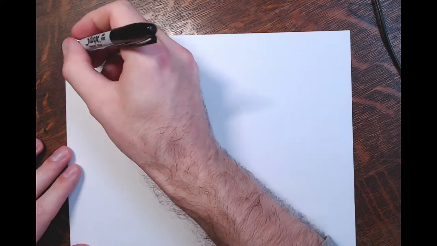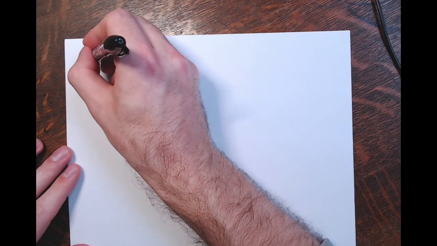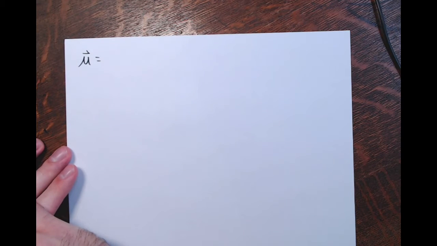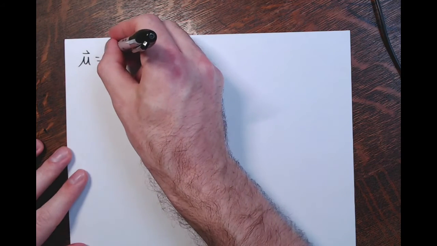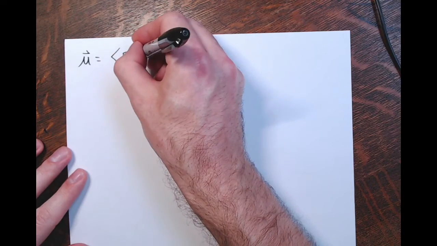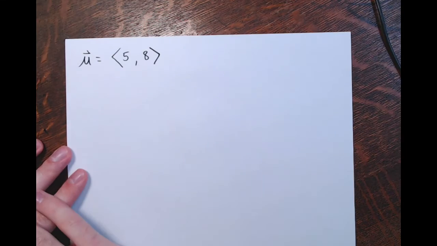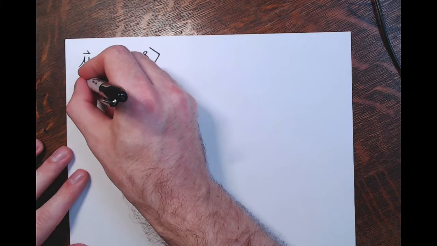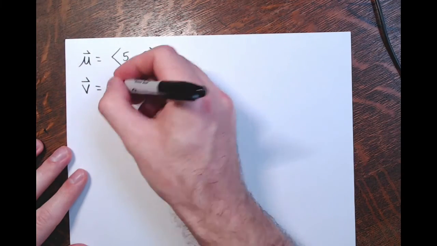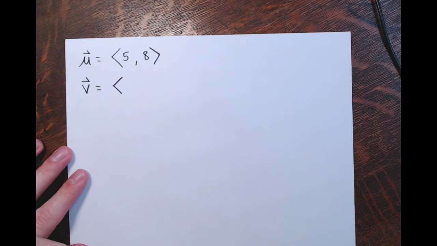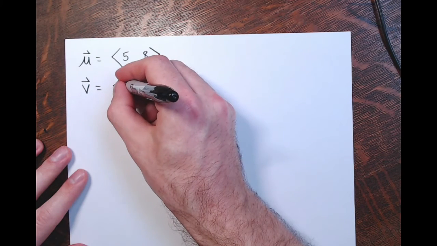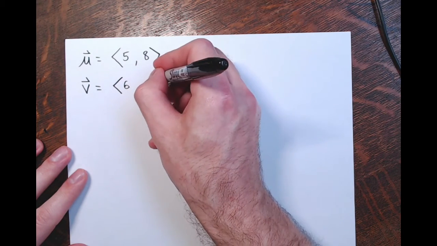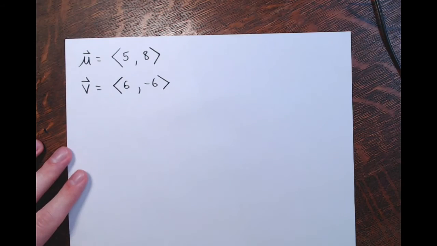Alright, so I'm going to go to some paper here and we'll write this information we're given out. Now I'm going to write it in component form, the standard form with the wedges. So vector u, they said it was 5i plus 8j. So components are 5 and 8. And vector v they said was 6i minus 6j. So positive 6 times i minus 6 times j. There's the components of vector v.